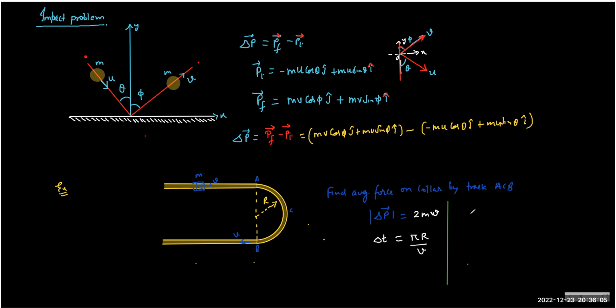Yes, sir. So, what is the average force by definition? Delta P by delta T. So, change in momentum is how much? 2 MV. And how much time have you taken? Pi R by V. So, what answer did you get? 2 MV square by pi R. That's 2 MV square by Pi R.